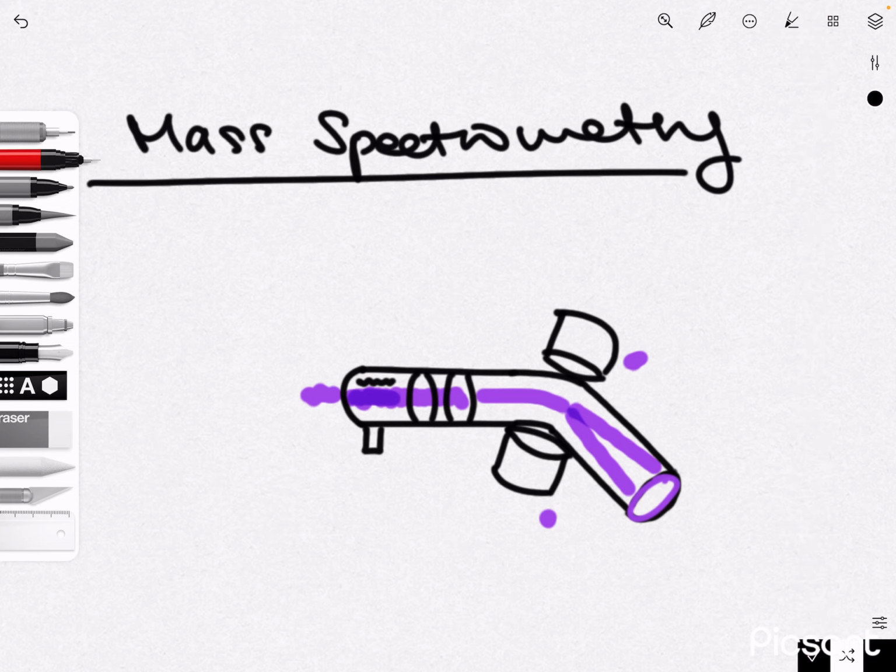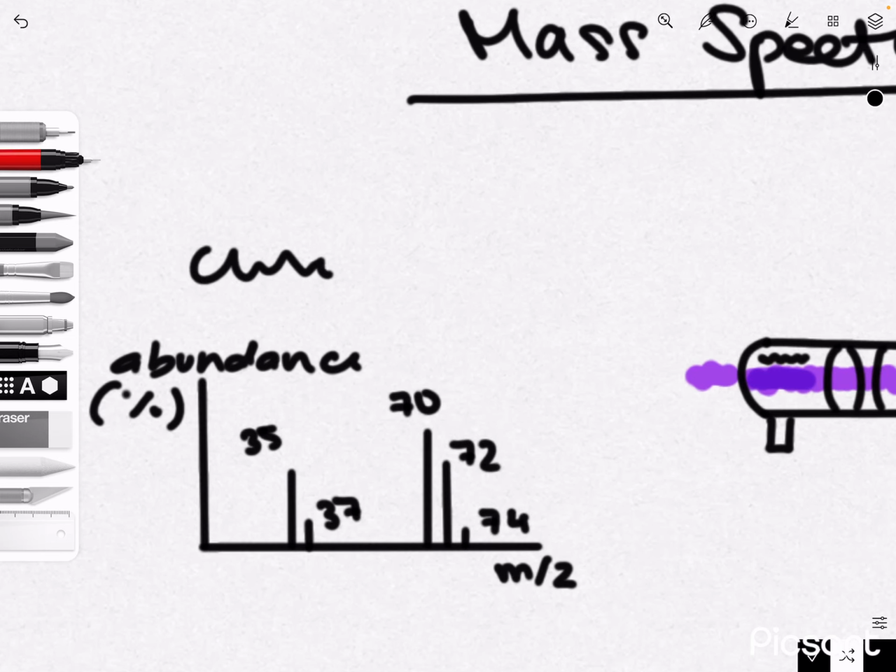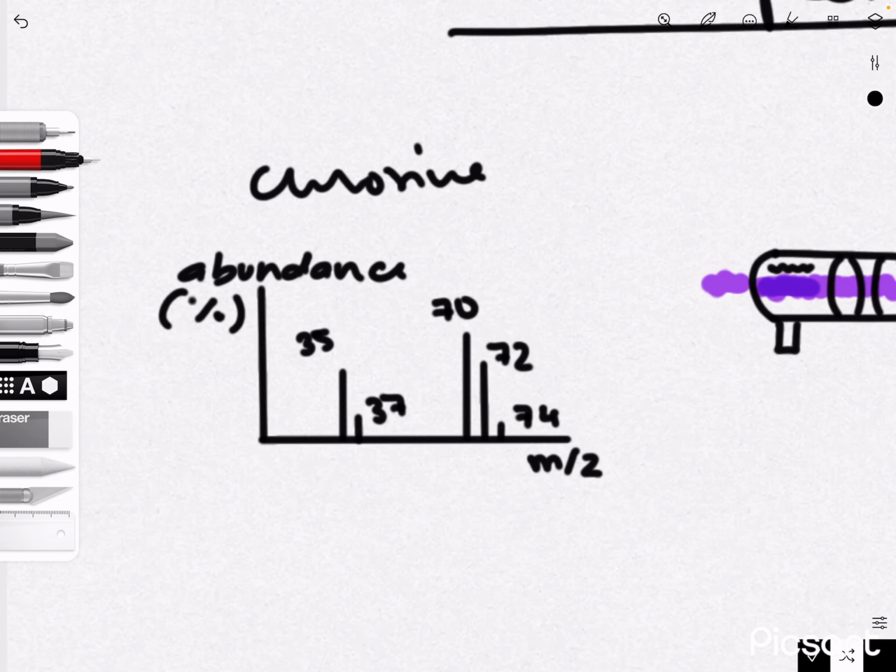This detector will then tell us the mass to charge ratio, m/z ratio, of each isotope. So if we were to pass a sample of chlorine gas through this mass spectrometer, this is what the sample could look like. So here's an example of what the mass spectrum of chlorine could look like if you pass it through a mass spectrometer.